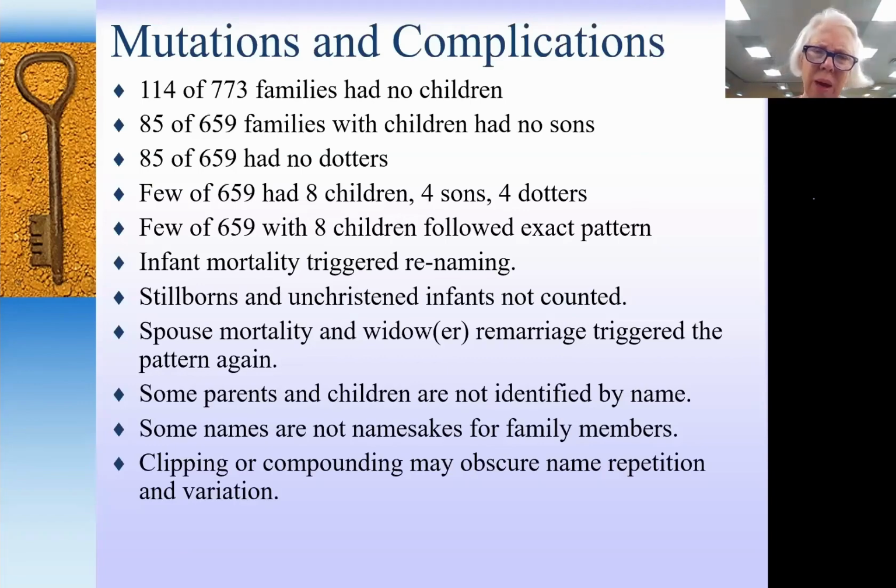And then clipping or compounding may obscure name repetition and variation. Meaning, if Nicholas has been clipped into Niels, but then somebody decides to use the compound Nicolas Klaus, they might name the child Klaus from Nicholas instead of Niels from Nicholas. And you might not realize that Klaus is actually being named after his grandfather Niels, because Niels is a clipping of Nicholas. So that's where the name variants come into play in understanding these patterns.